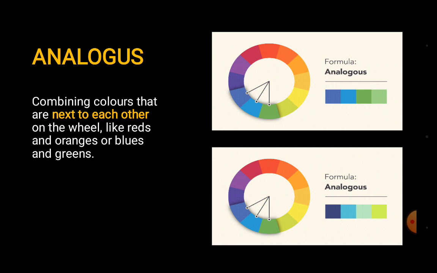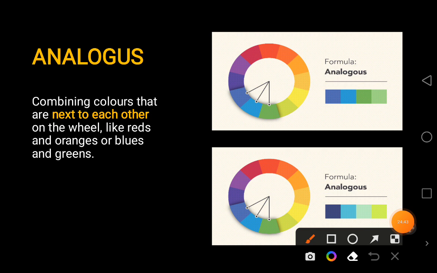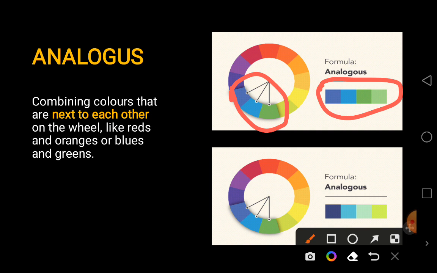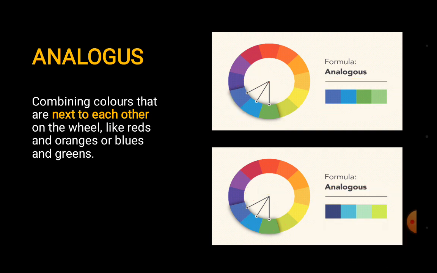So the second color combination is what we call analogous. Analogous is like combining colors that are next to each other on the color wheel. So this is the color wheel, and we want to choose analogous color, which means we choose these three colors that are next to each other. You can see this as well. So that's the meaning of analogous, choosing colors or combining colors that are next to each other.